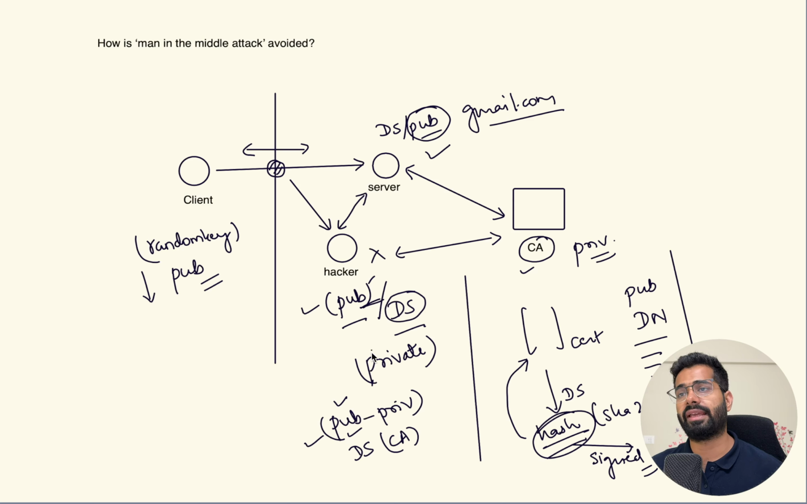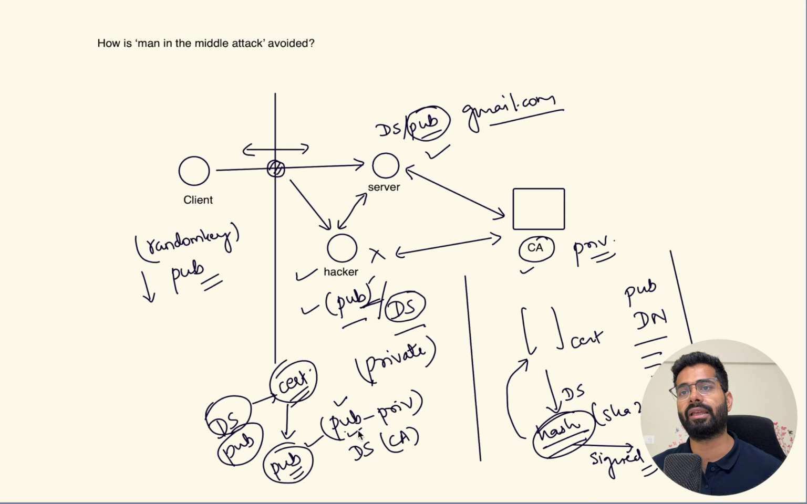So tomorrow, let's say this hacker gets the direct certificate, the digital signature, and the public key of the server. Using the digital signature, it gets the certificate, and using the certificate, it goes and modifies the public key in the certificate. As soon as it modifies the public key, the SHA changes, right?